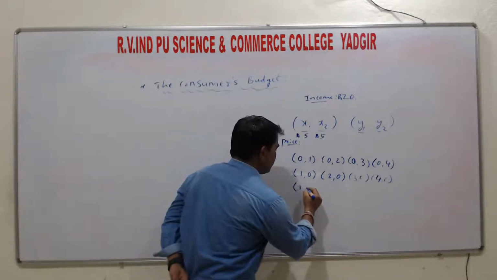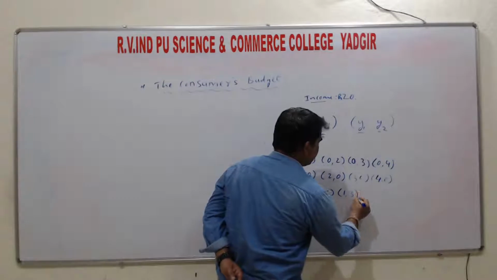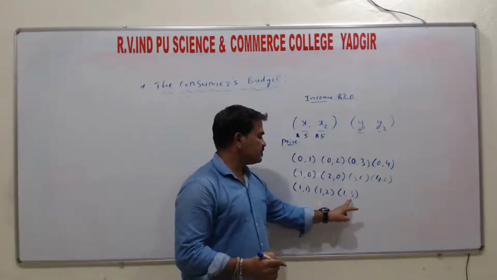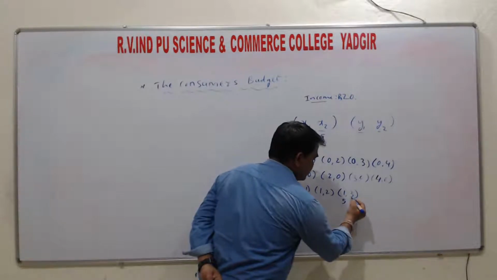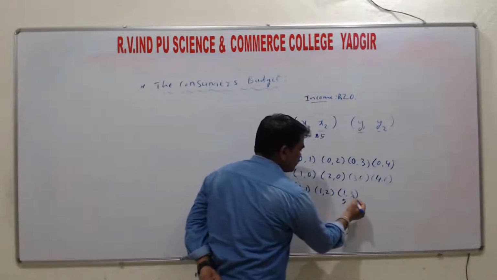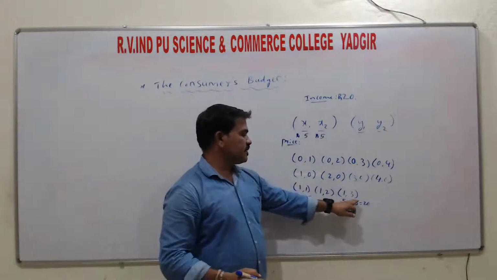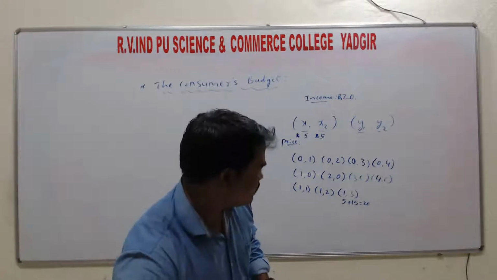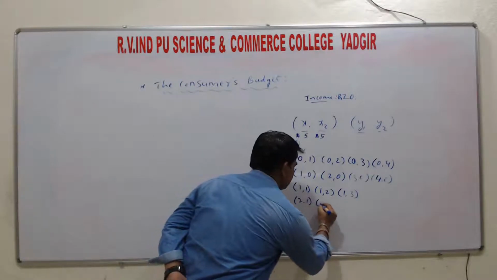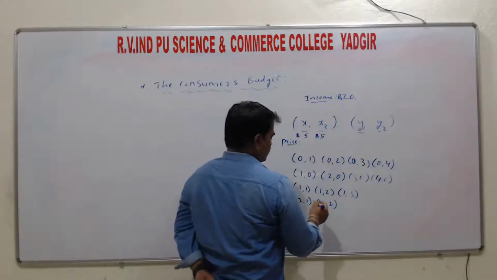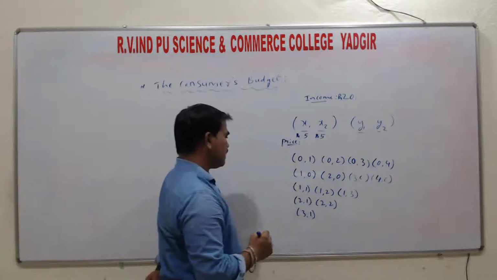Or we can say 1,1; 1,2; 1,3. He can select this one. Suppose he goes with x2 quantity 3: it is 5 rupees for one x1, and 5 times 3 is 15 for x2, so the total is 20. So he can go with this bundle, which is the maximum. Or he can also select 1 plus 1, 2 plus 2, or 3 plus 1. Correct?